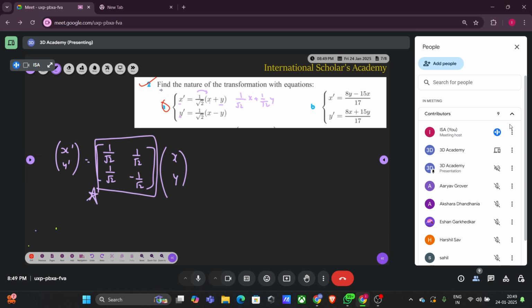The question is asking me to find the nature of transformation. Now, how do we decide the nature of transformation? We look at the formulas. Right? How many of you have the formula booklet with you?